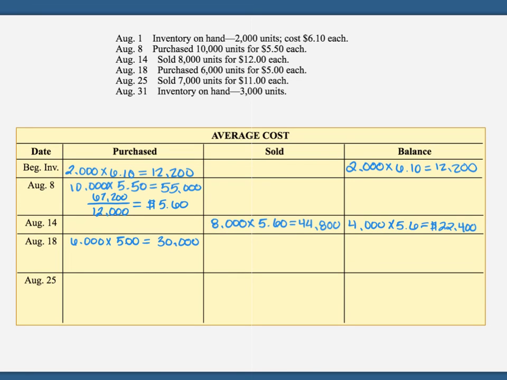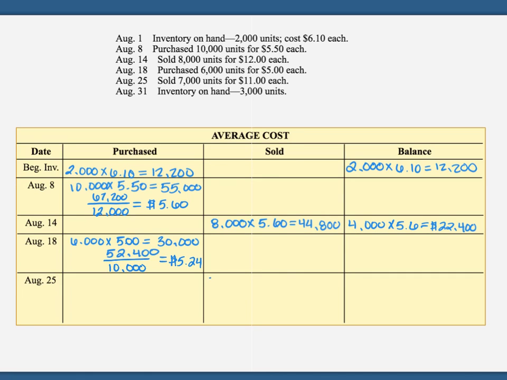Let's again find the average cost. So at this point, we take the 30,000 and we add it to what we have left in ending inventory before that, which gets us 52,400 as the total amount we have in dollars. Divide by the total number of units. We just purchased 6,000 and we already had 4,000 on hand, so a total of 10,000. That will give us our average cost of $5.24.